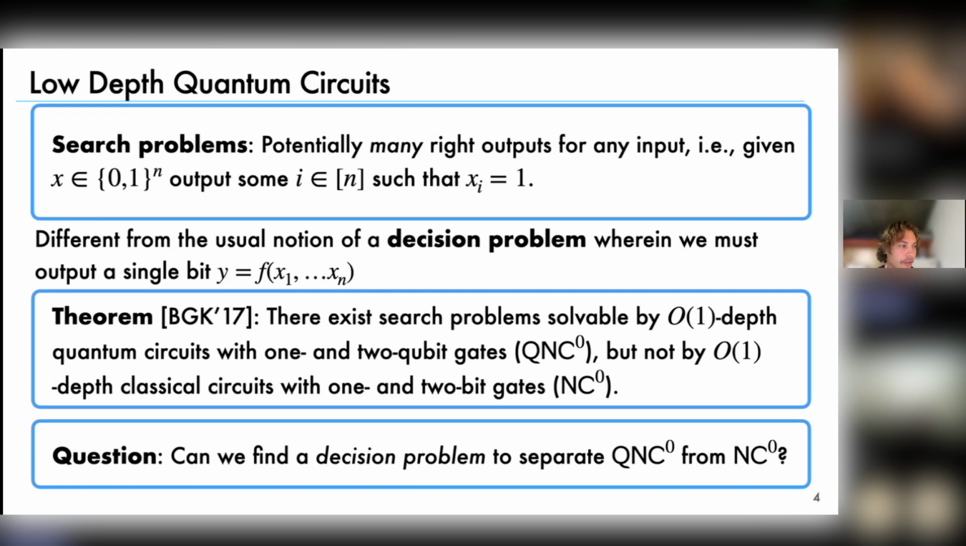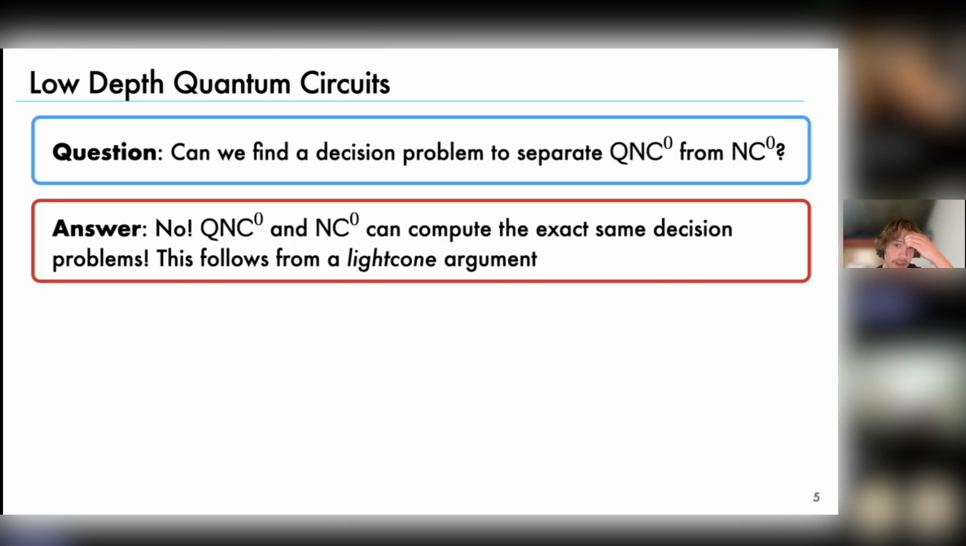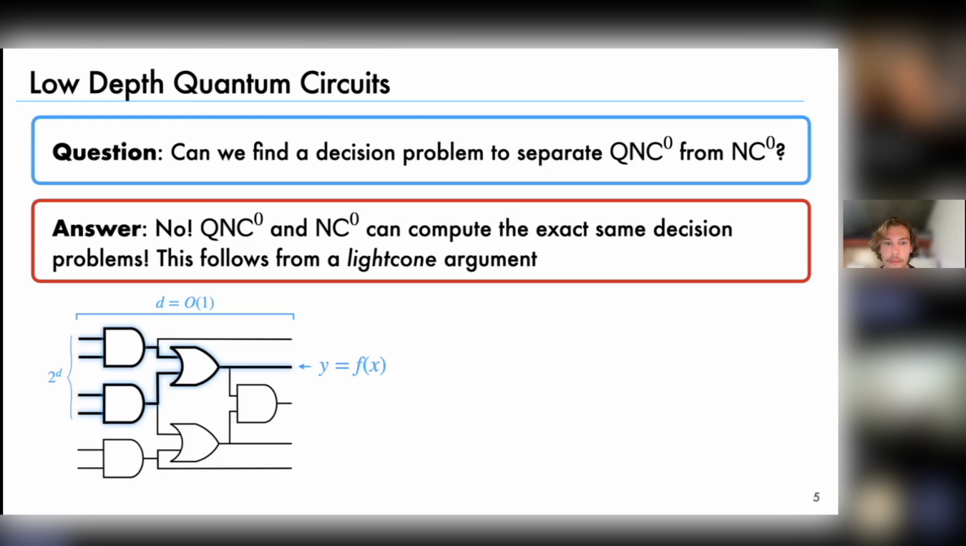I guess what I'd like to say is, finding a decision problem to separate these classes would in some sense be a stronger separation than a search separation. But as Atul mentioned, this is a fool's errand. There is no decision problem to separate QNC0 from NC0. This just follows from a relatively standard light cone argument, but it's so quick, I think I'll just go through it really fast. So to see this, suppose we have a constant depth classical circuit computing some Boolean function f.